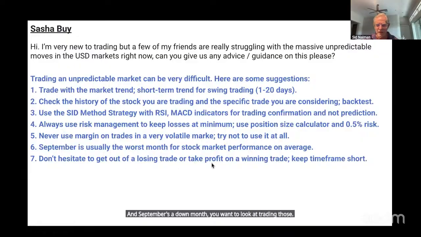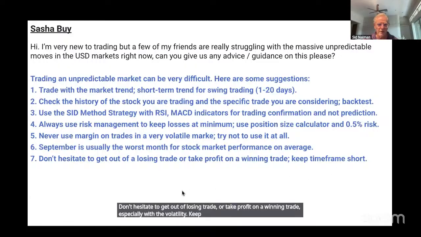Don't hesitate to get out of a losing trade or take profit on a winning trade, especially with the volatility. Keep your time frame short. Hopefully those will help.